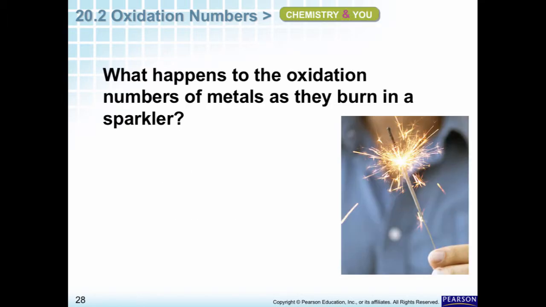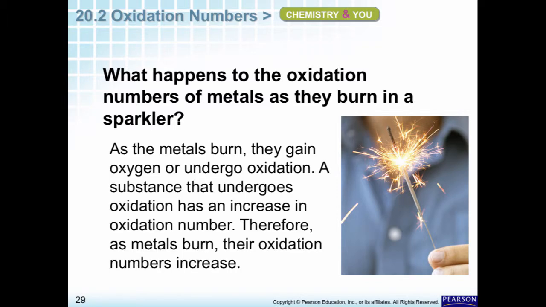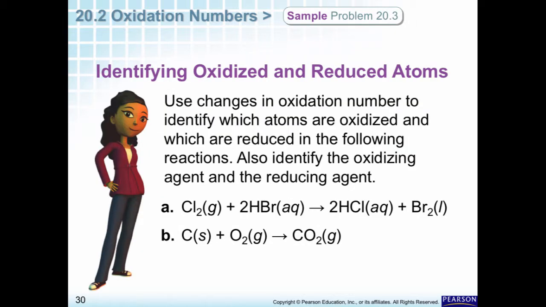Okay, let's go back to our sparkler. Okay. So the metals, as they burn, they gain oxygen, so they undergo oxidation. So they lose electrons, okay, and give them to the oxygen in the air to form compounds. So a substance that undergoes oxidation has an increase in oxidation number. Therefore, as metals burn, their oxidation numbers increase. Okay, let's identify some of these oxidized and reduced atoms.